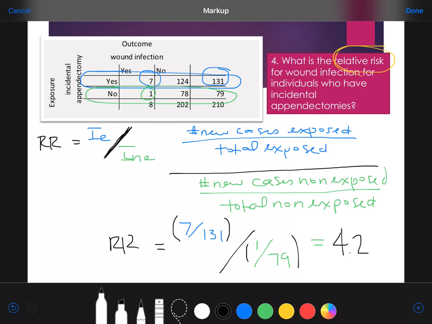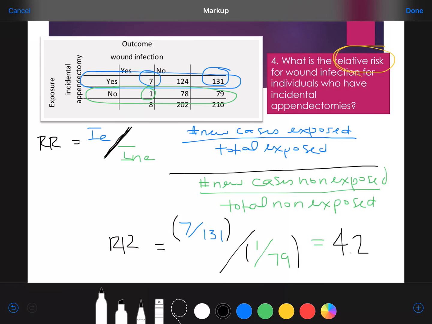Now, relative risks are interpreted very much similarly to odds ratios, but rather than times the odds, you're now talking about times the risk. So individuals who had an incidental appendectomy had 4.2 times the risk of wound infection compared to those who did not have an incidental appendectomy. That means that the incidental appendectomy is a risk factor for wound infection.